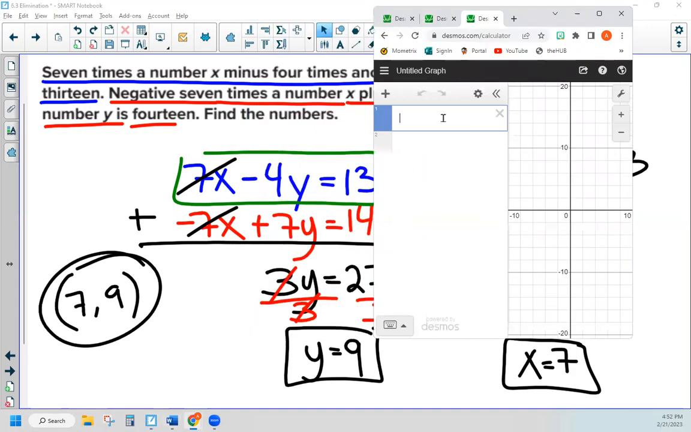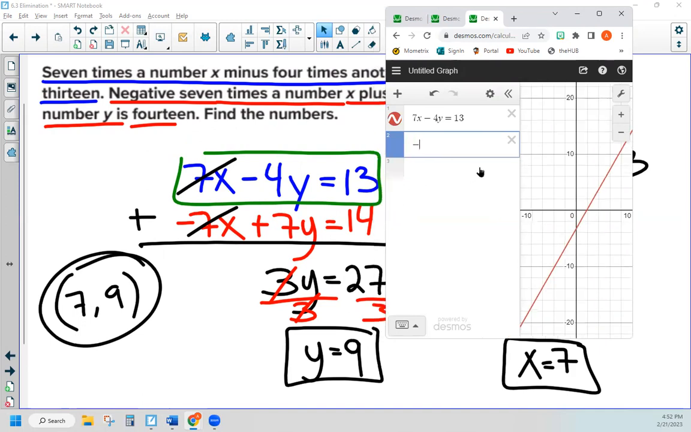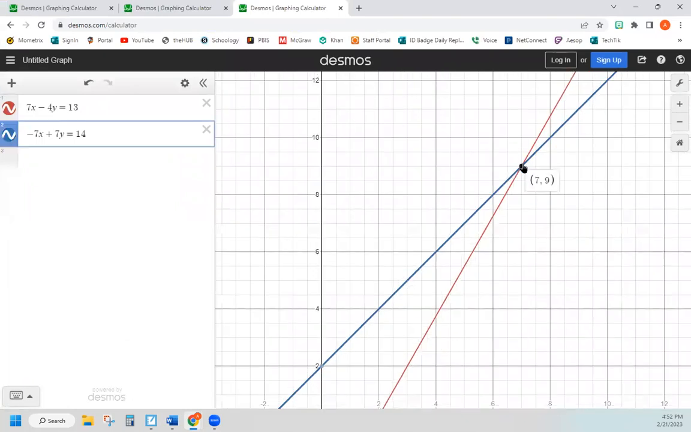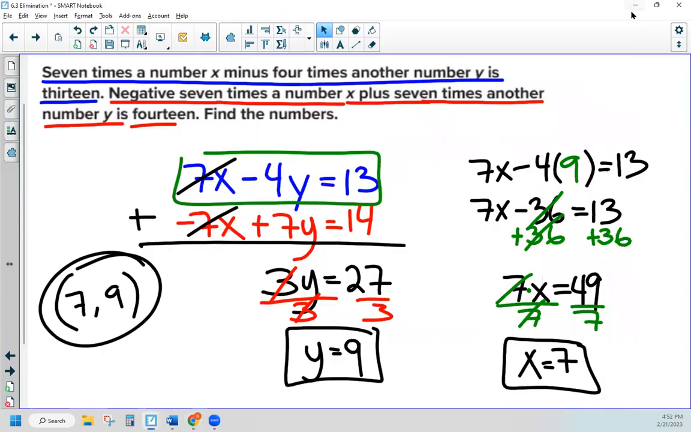So let's see what we get here. We got 7x minus 4y equals 13. I did something wrong here. And then we got -7x plus 7y equals 14. We can see in this little corner right here that we have the intersection at 7,9. Is that what we got? 7,9. Yes, we did. Cool beans.